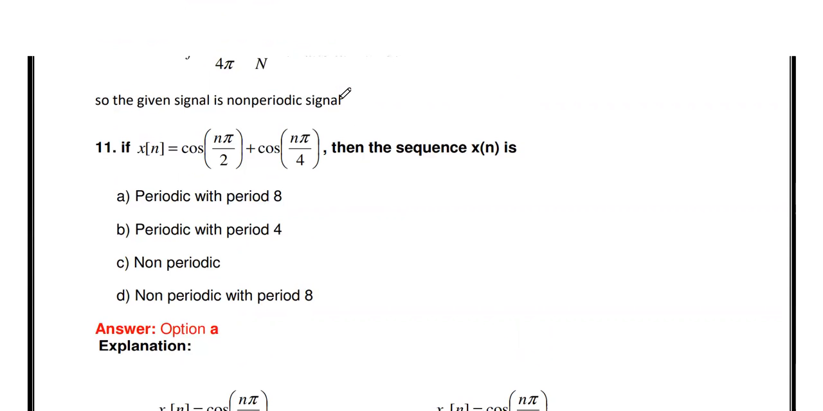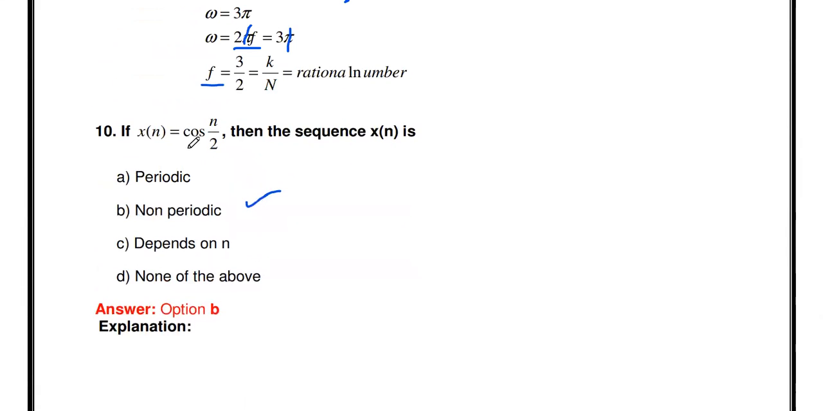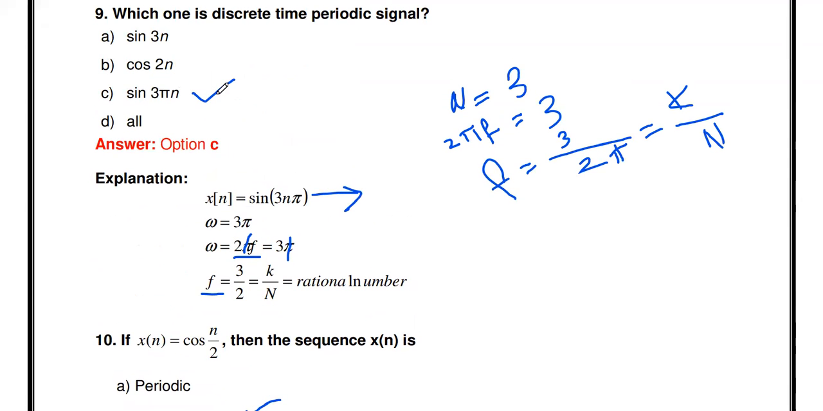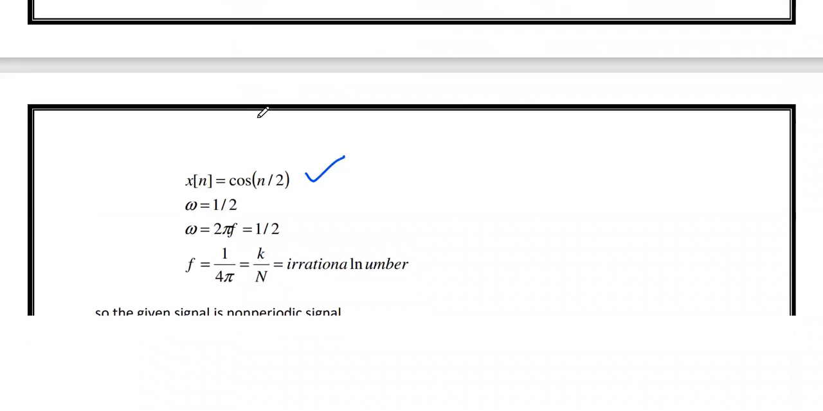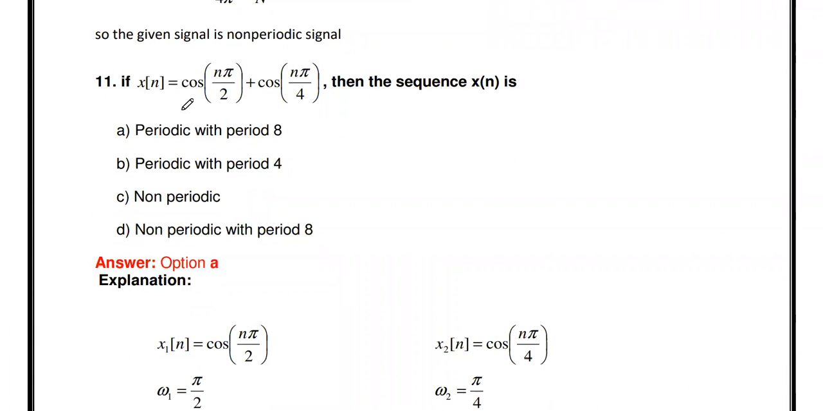In the previous two problems, we checked only a given signal consisting of only one signal, like cos(nπ/2) or only sin(3πn). But here the given sequence consists of the addition of two cosine sequences of different frequency. One is cos(nπ/2), and the other one is cos(nπ/4).